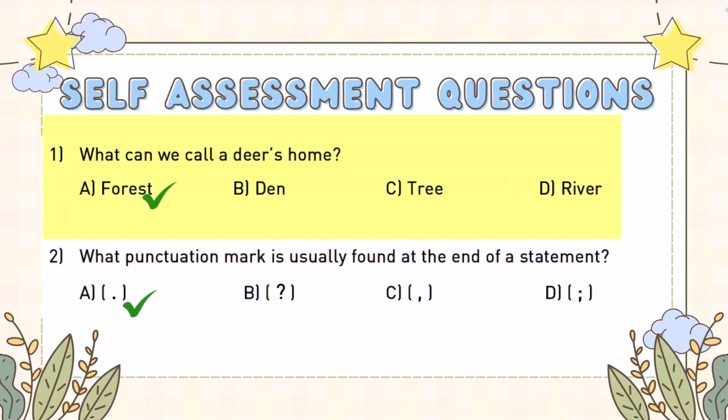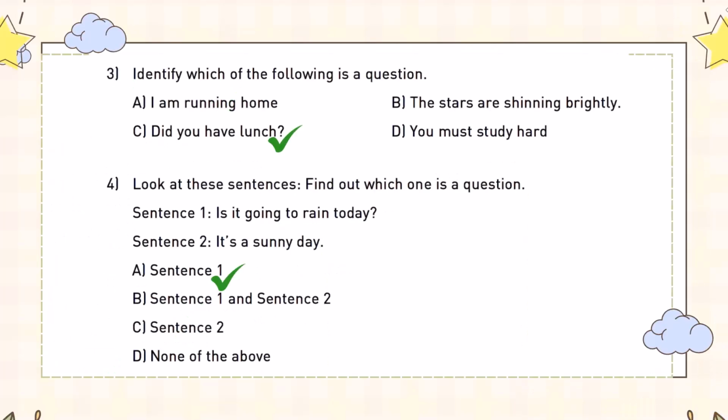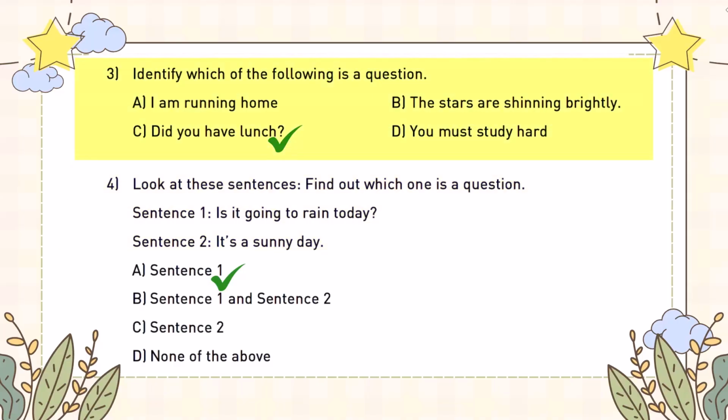Self-assessment questions. What can we call a deer's home? Forest. What punctuation mark is usually found at the end of a statement? Option A, the full stop or period. Identify which of the following is a question. C. Did you have lunch? Look at these sentences and find out which one is a question. Sentence 1. Is it going to rain today? Sentence 2. It's a sunny day. Answer A. Sentence 1.